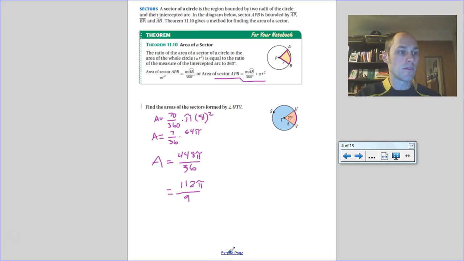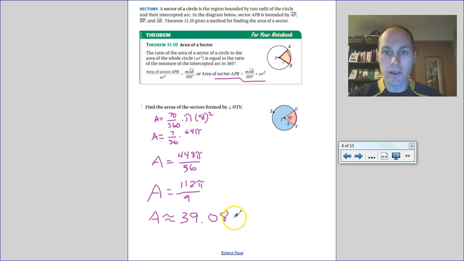Looks like they're both divisible by 3. So 112 divided by 3. Oops, I was wrong. So 112 pi over 9 would be the exact answer, but sometimes we want the approximation, so we can multiply by 3.14. So 112 times 3.14 divided by 9 gives us approximately 39.08.